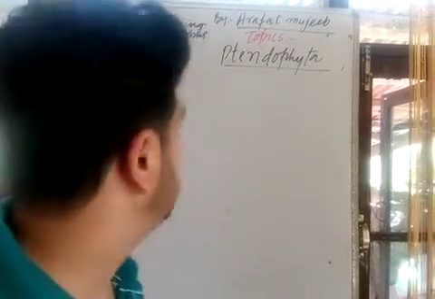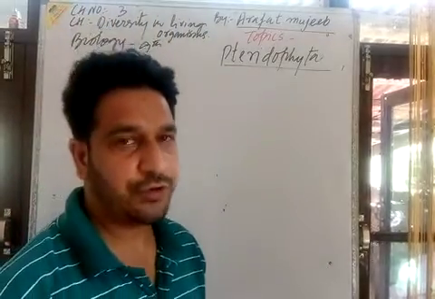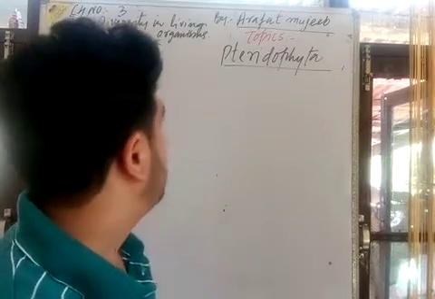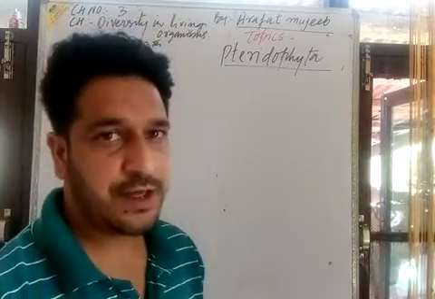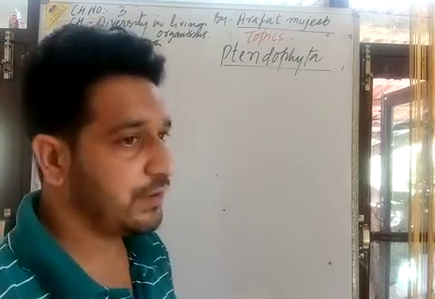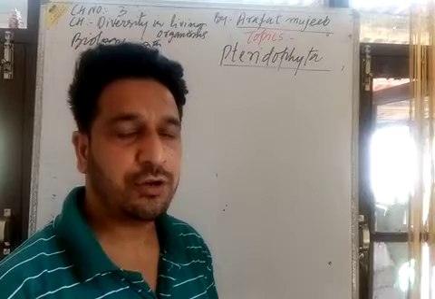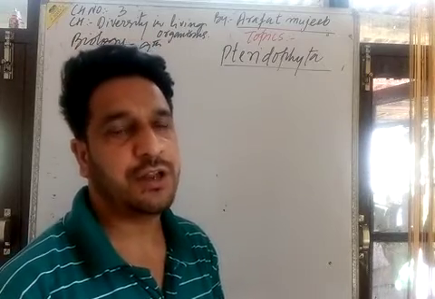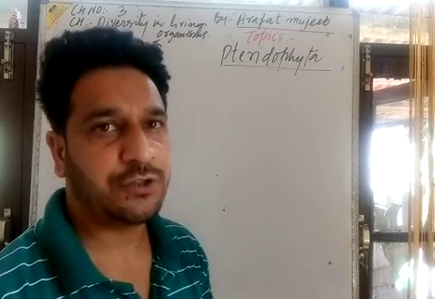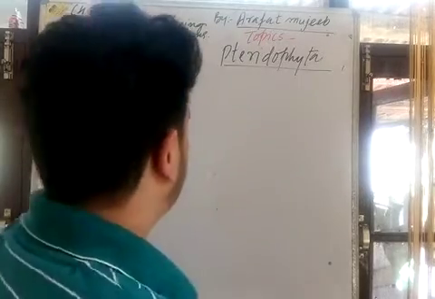Today I am with chapter number 3. Chapter is Diversity in Living Organisms. It is ninth biology, and today my topic is about the pteridophytes. Pteridophyta. This pteridophyta includes a division third in the five division classification of Kingdom Plantae.